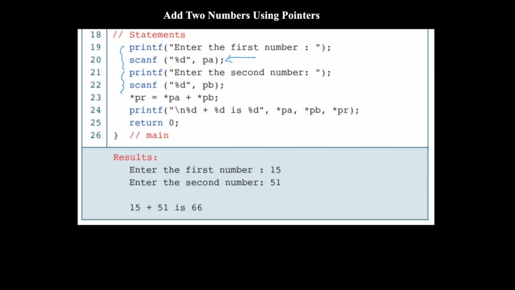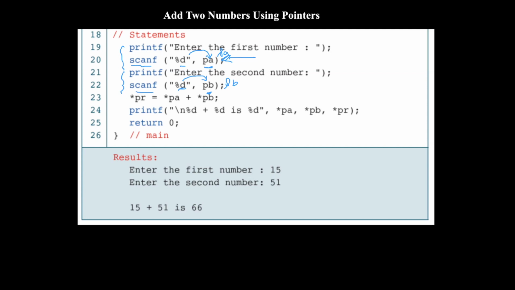Right, so the user is going to enter a number, and that number is going to be stored inside pa, and likewise for pb. The reason why this works is because pa is equal to &a, and pb is equal to &b. So alternatively, you can replace pa with &a, and pb with &b.